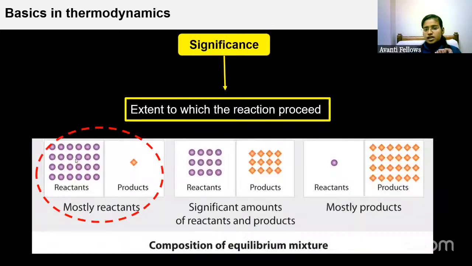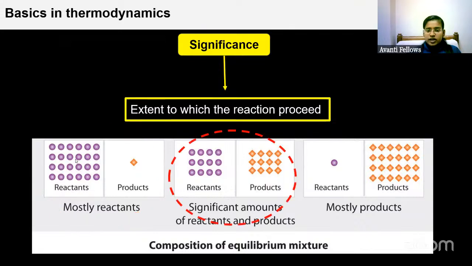Then coming to the third significance, it talks about the extent to which the reaction proceeds. Initially, in all reactions, we have only the reactants, present in a larger amount. After some time, we will have an equal number of reactants and products. We call that point the equilibrium point, the composition of reactant and product in the equilibrium mixture.